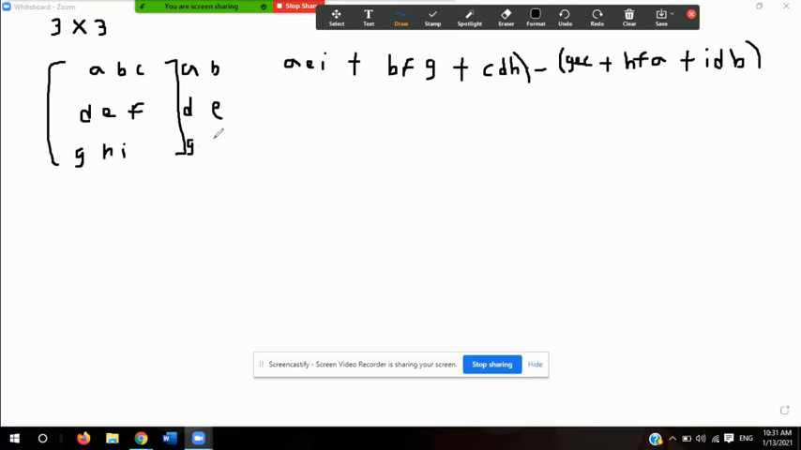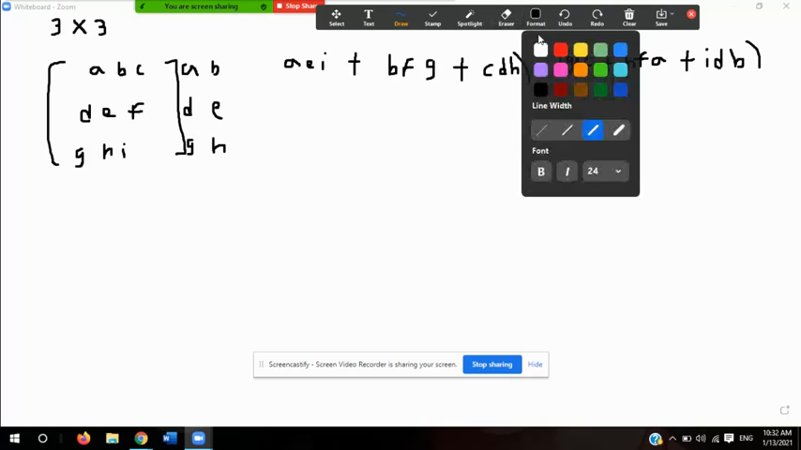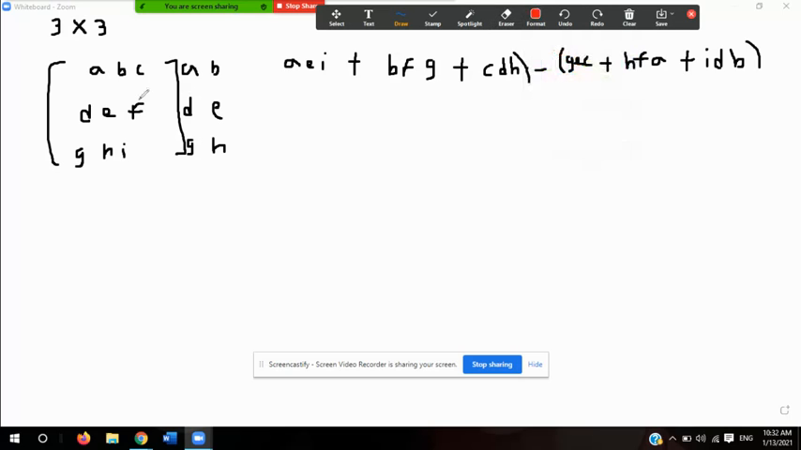And this is the rule whenever you're looking for the determinant of a 3 by 3 matrix. And now that I have that done, I can go ahead and just look at the formula. So it says A, E, and I, which is the product of whatever number A is, by whatever number E is, times whatever number I is. And then the other one says BFG, which would be the product of whatever number B is, by whatever number F is, by whatever number G is.